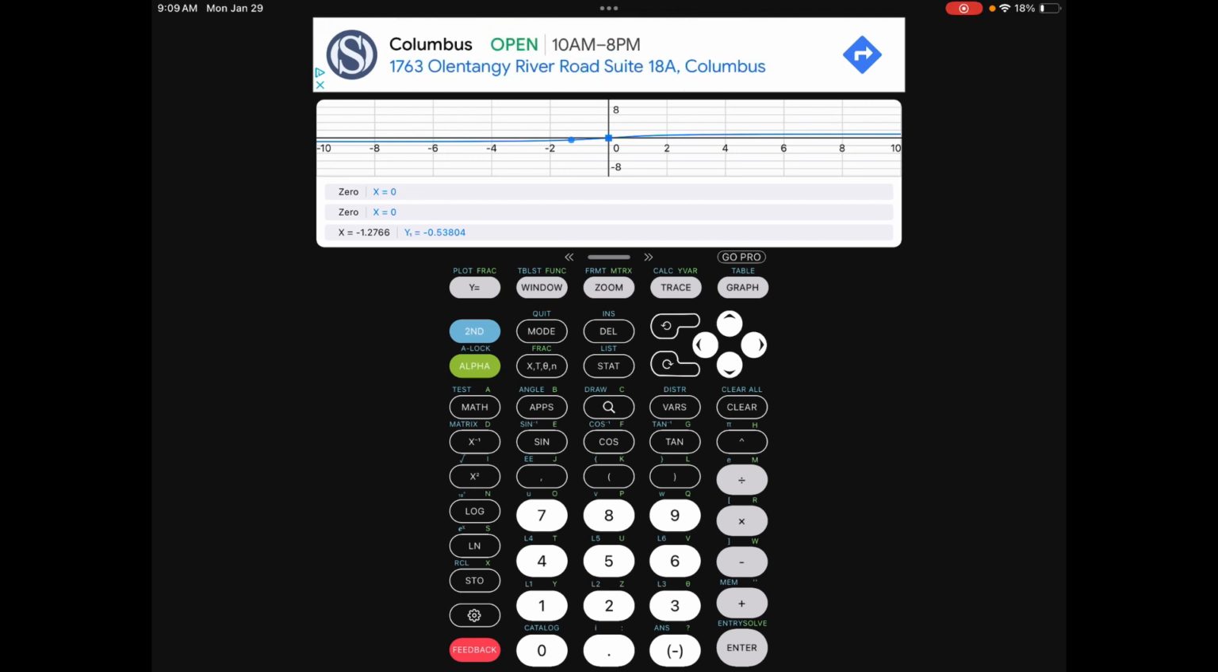So I have some things popped up here, but ignore them for right now. So this is what my graph looks like. Your windows might look a little different than mine, but one thing that you might notice is that you can kind of tell that it's crossing the x-axis there.